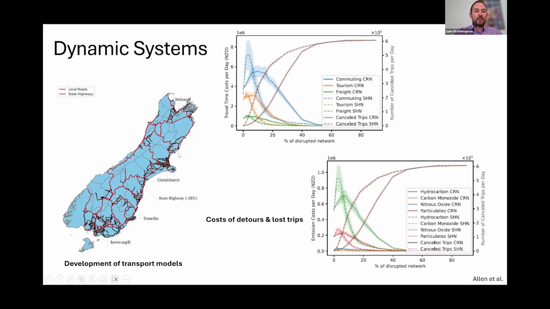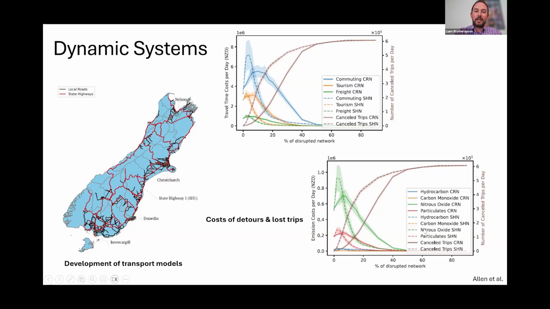But if we look at disrupting different percentages of this network, I'm just using a random removal example here. As you disrupt a higher and higher percentage of the network, the number of cancelled trips increases. And then for the other trips that can still occur, we can start to look at the increase in travel costs due to travel times for different types of network users: commuters, tourism, and freight. And then also add other aspects of cost to that too.